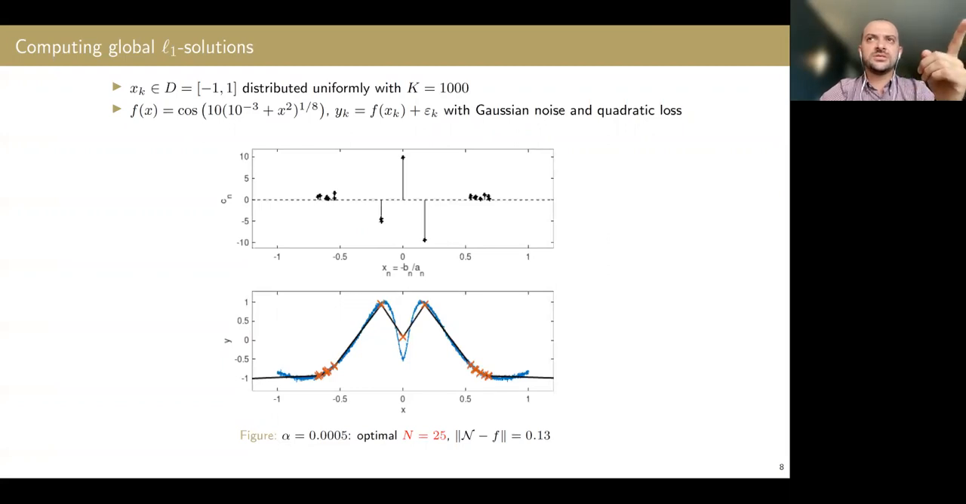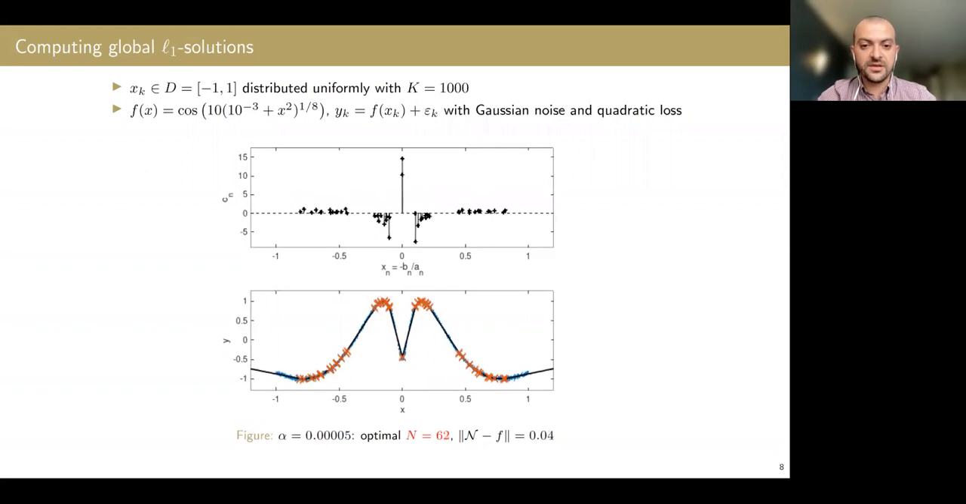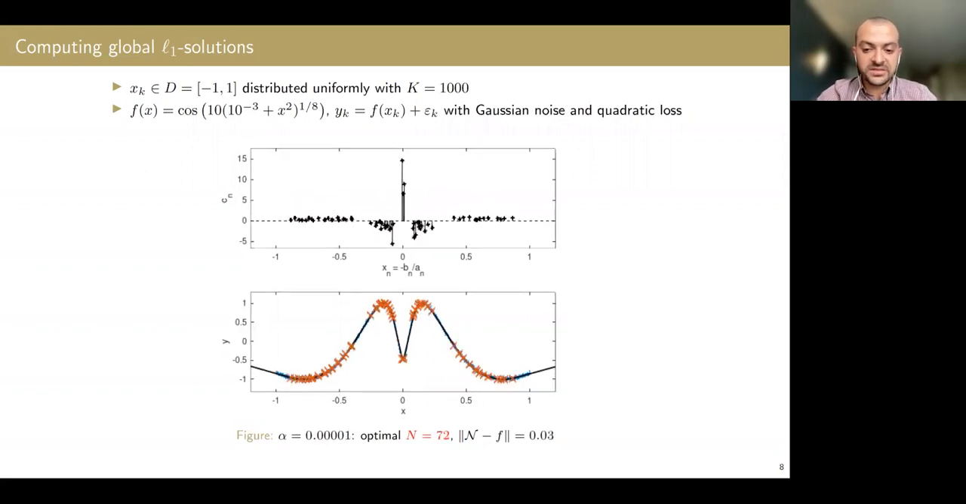If we keep decreasing the alpha, we are forcing the fidelity term to be much better, right? So we're forcing a better fidelity term, and then the network size keeps growing. We are penalizing the network less, and as you can see, as we keep getting a better fit, the number of nodes really just keeps increasing, and they also increase in a bad way. They keep clustering next to each other, and ultimately, for this value of alpha, 0.0001, we have 72 nodes, but they are very clustered.